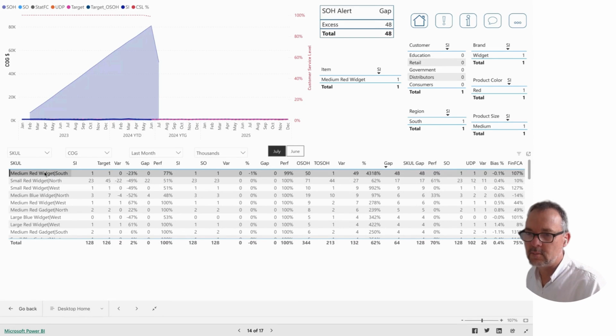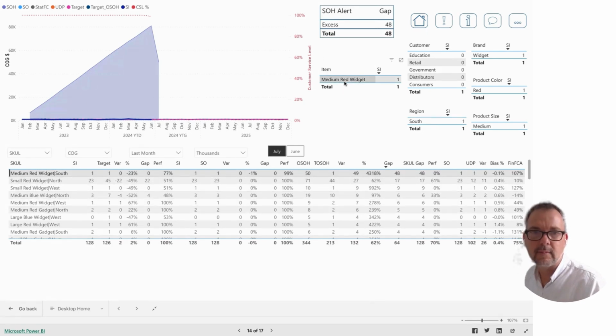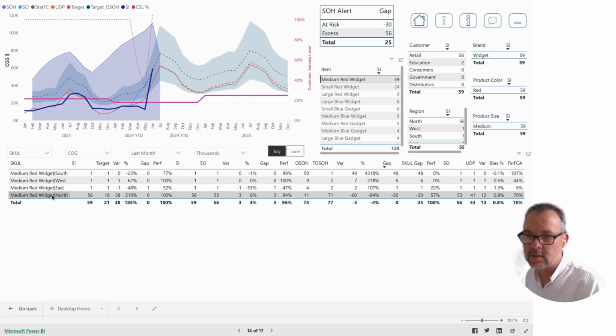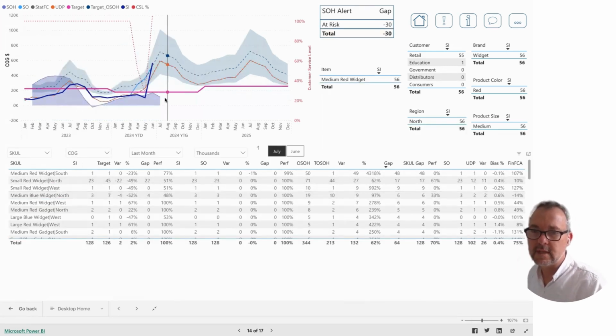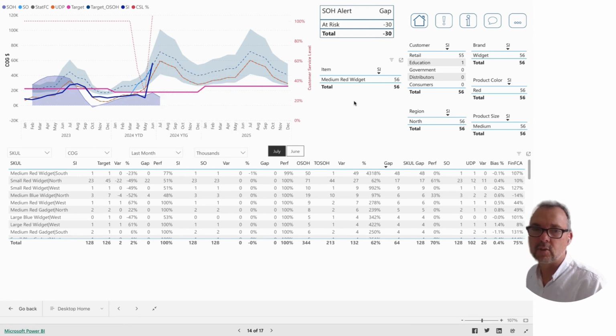If we look at the medium red widgets in the north, let's get it back, medium red widgets, and just in the north, we can see that we have had a massive leap in sales, but we still don't have enough inventory. We're still way under our minimum inventory guide rail. So we need to do the same thing we did last month. We need to move a whole bunch of this stock across from one region to another.